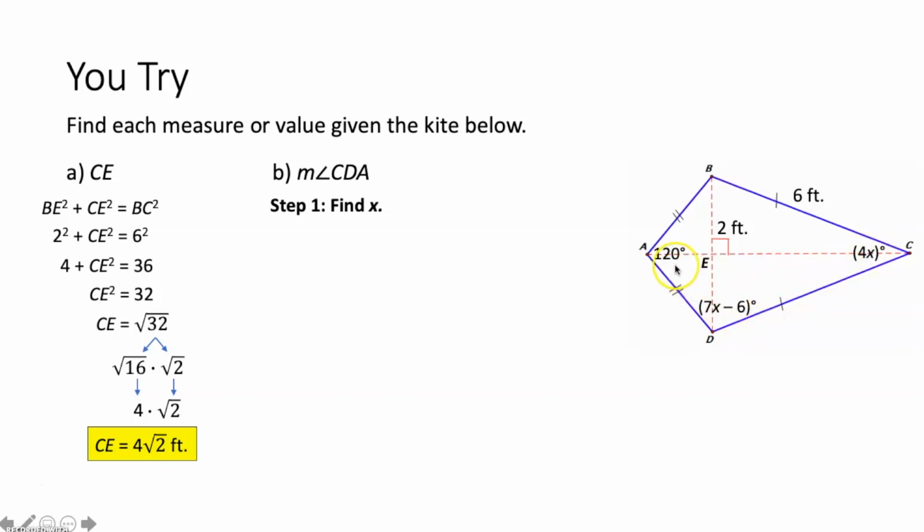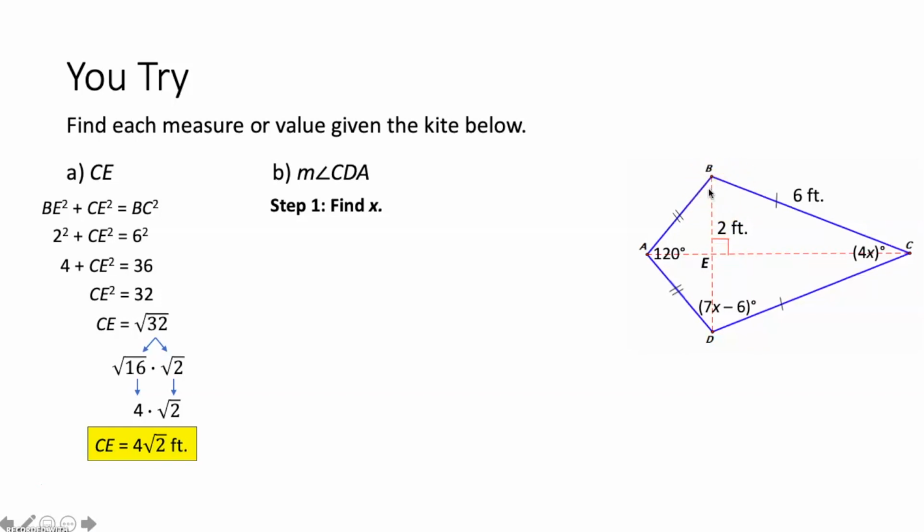So it's looking like we need to set up an equation based on the interior angles of this kite. Well, we said a kite is a quadrilateral, so we know that the sum of the measures of the interior angles of a quadrilateral has to equal 360 degrees. Well, I need to figure out this angle though, if I want to do that. What is the measure of this angle?